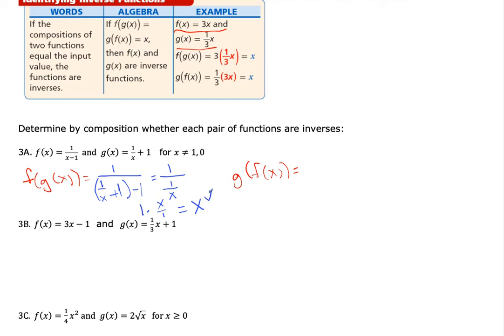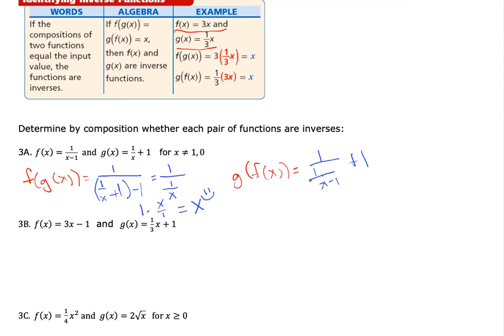Yay, that one worked. Actually, I'm going to use a smiley face. I like smiley faces. Let's try this one. Now remember, they both have to work. They both have to reduce to x for these to be inverses of each other. So let's put f of x inside of x for the function g of x. So I have 1 over, and instead of x, I'm going to write my f function. 1 over x minus 1. I almost got confused there. Who am I kidding? I'm always confused.